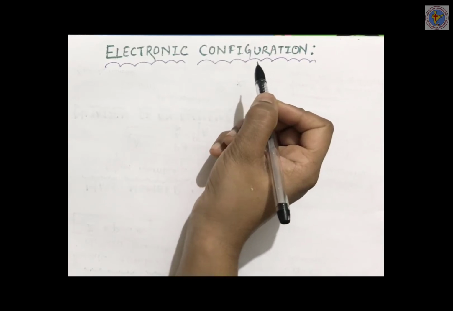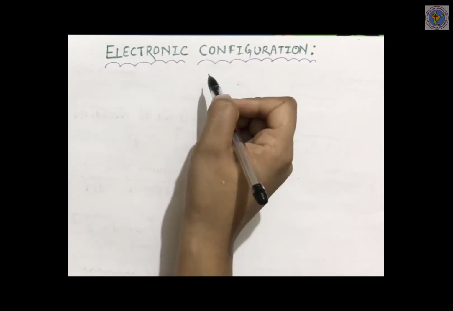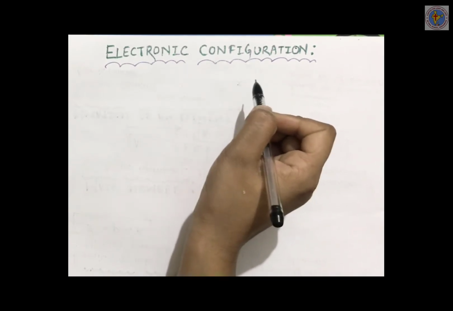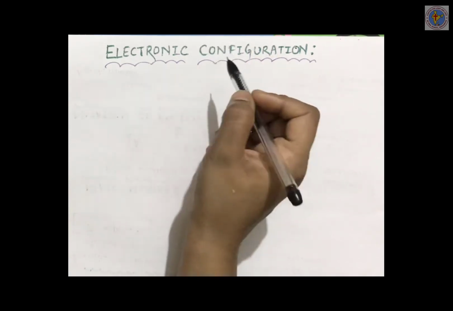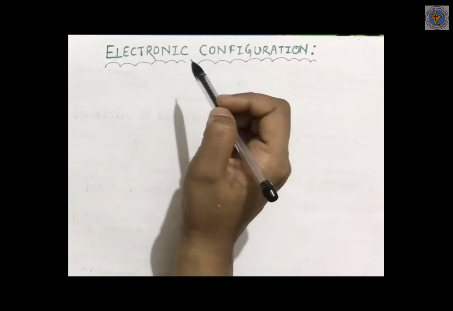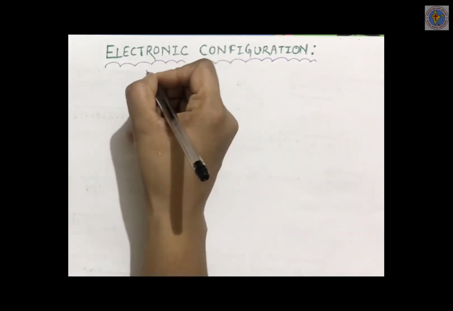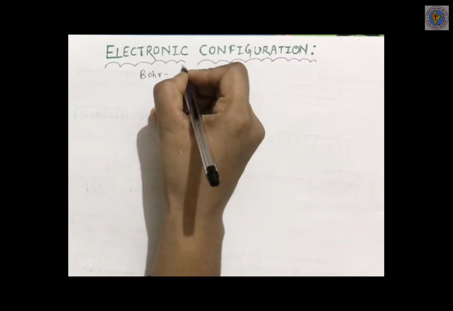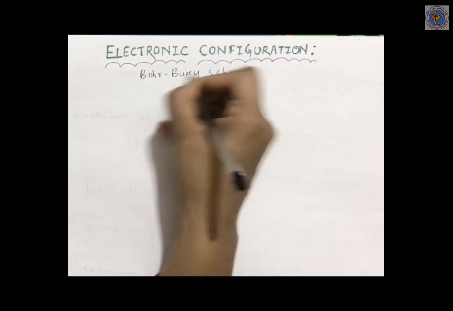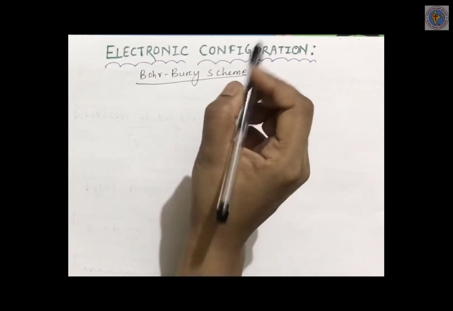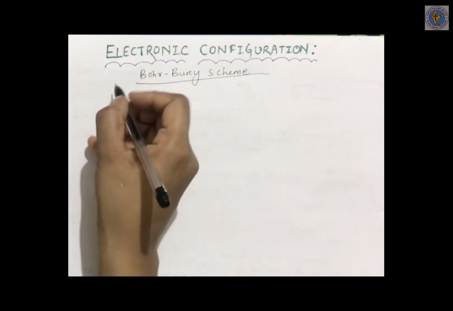Electronic configuration. Children, we know very well that the arrangement of electrons in different energy shells around the nucleus of an atom is called electronic configuration. So this arrangement of electrons in different energy shells was given by the Bohr-Bury scheme. So what were the rules of this Bohr-Bury scheme? Now we will study the rules.